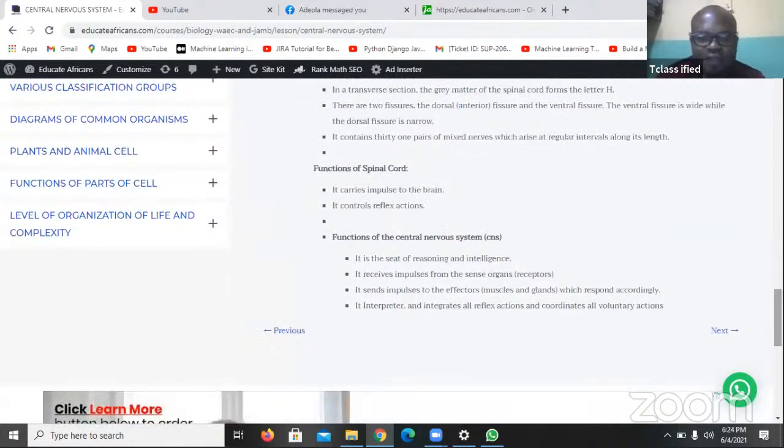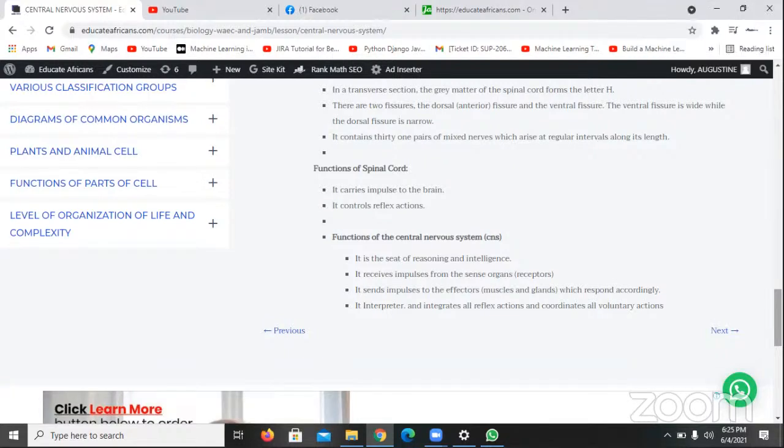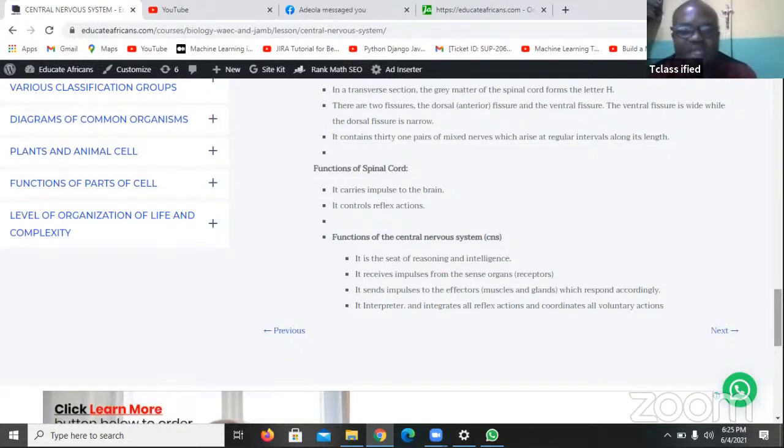Now let's look at the functions of the central nervous system, CNS. What are the functions? It is the seat of reasoning and intelligence. You know, the brain is where you think. So the central nervous system is the seat of reasoning and intelligence. It receives impulse from the sense organ. So when something, the skin is a sense organ, when something very hot touches the skin, it receives that impulse, takes it to the brain. The brain tells you this is a very hot object, please run. So you receive impulse from sense organ.